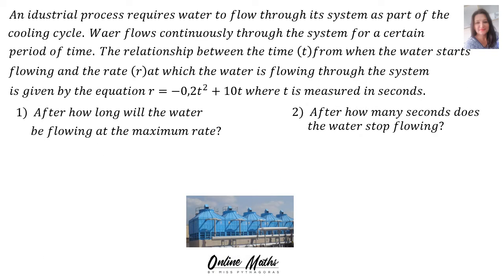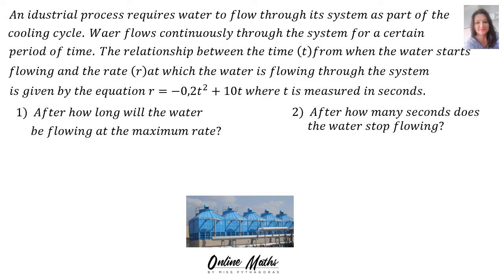Example 4. An industrial process requires water to flow through its system as part of the cooling cycle. Water flows continuously through the system for a certain period of time. The relationship between the time t from where the water starts flowing and the rate r at which the water is flowing through the system is given by the equation r equals minus 0,2 t squared plus 10t, where t is measured in seconds.